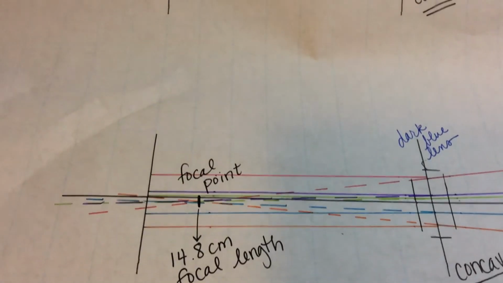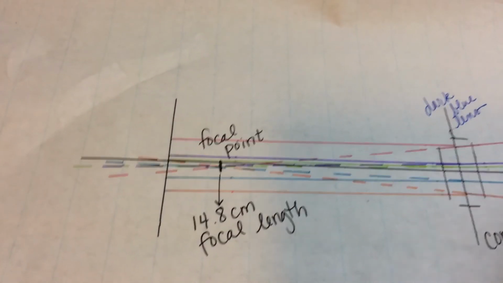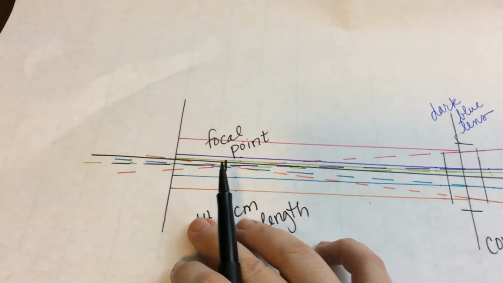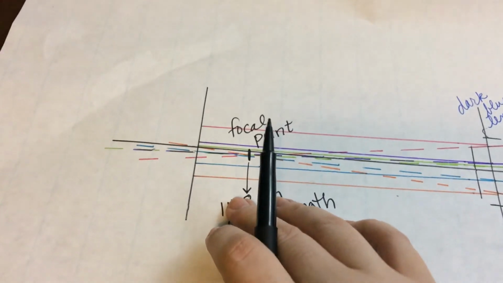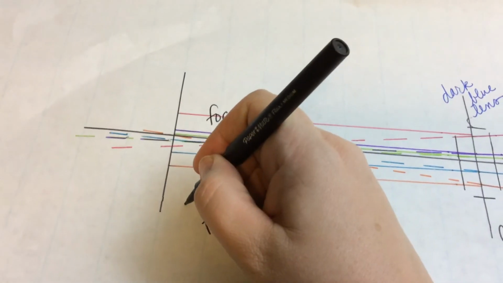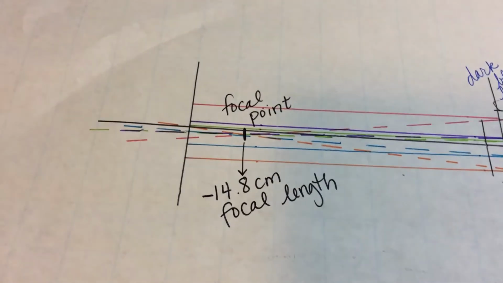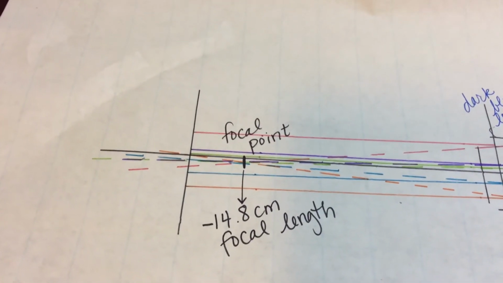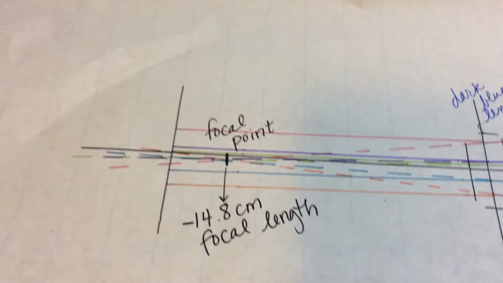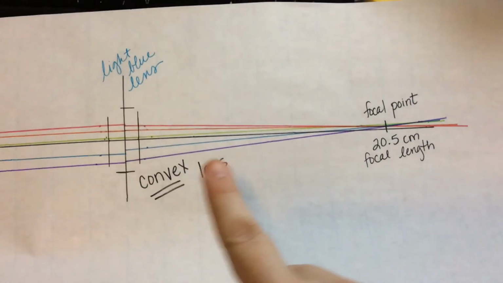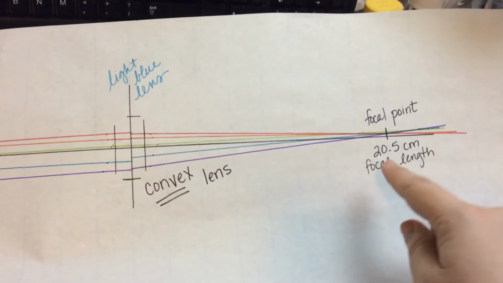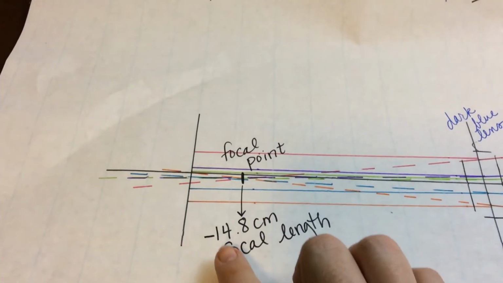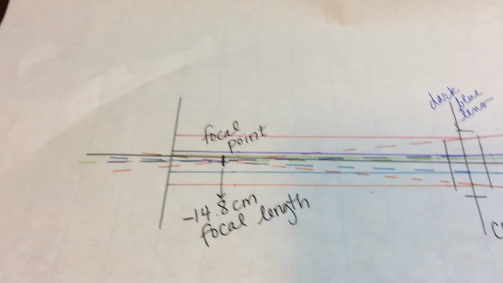And one more thing that I'm going to add on here that's going to be important later. When our image or our focal point appears behind the lens like it is here, we're going to give that a negative. That's just an indicator that we're opposite from where we would normally be. So we would expect our focal point to be in front of the lens here, so that's a positive focal length. It's behind the lens over here, so it's a negative focal length.